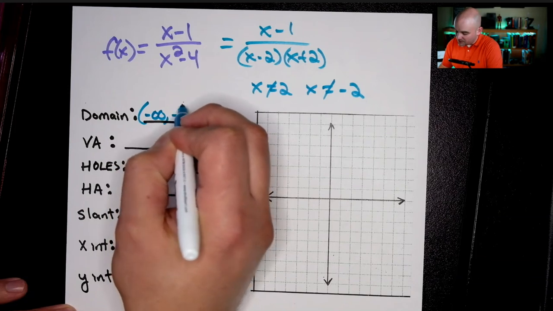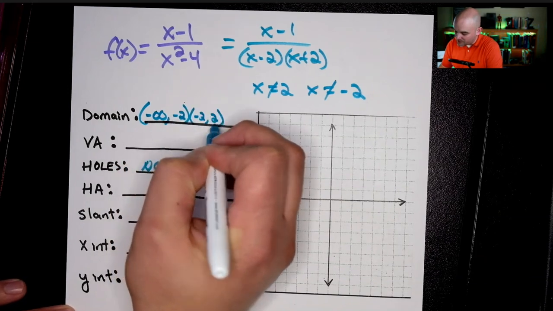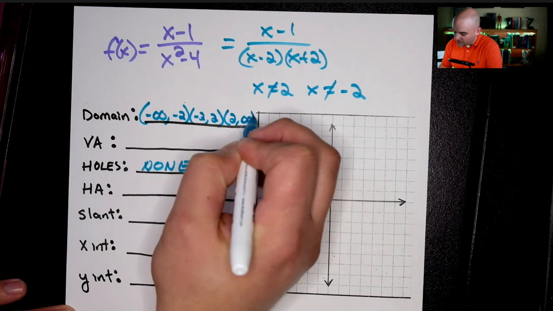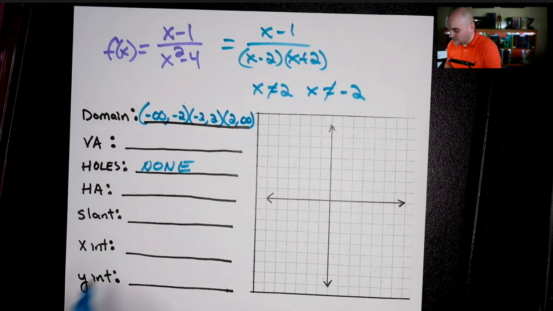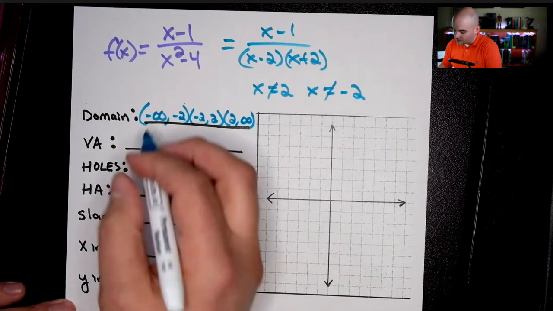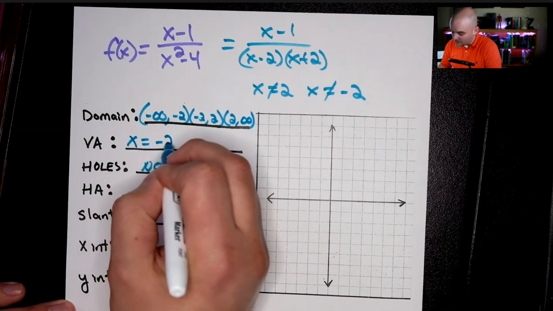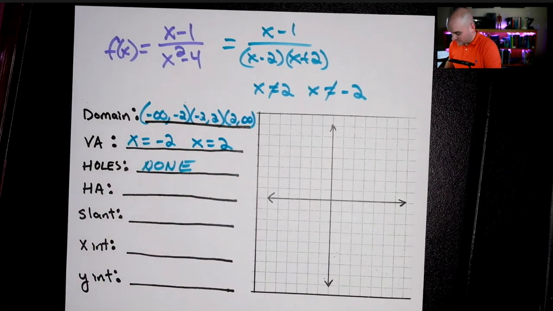So negative infinity to negative 2, negative 2 to 2, and then 2 to infinity. That's our domain of the function. That also means that this is where our vertical asymptotes are. We have two of them, one at negative 2 and one at 2. Let's graph that.